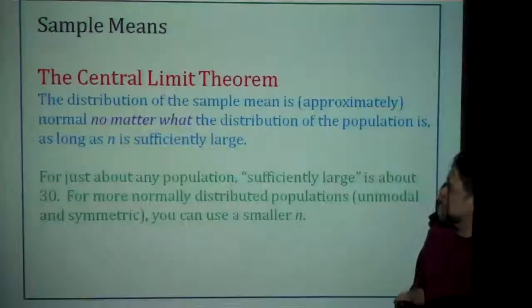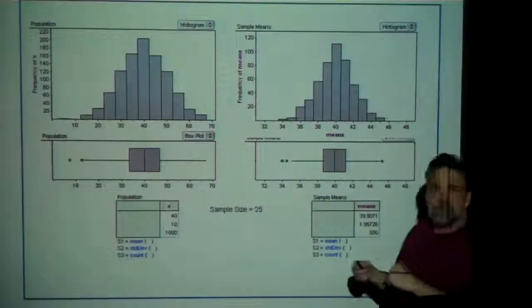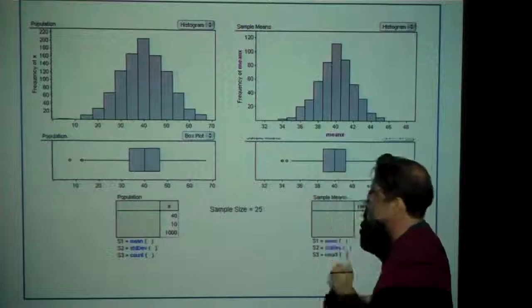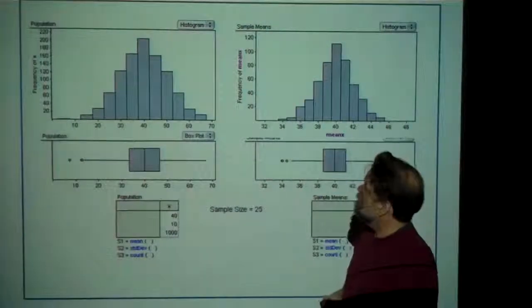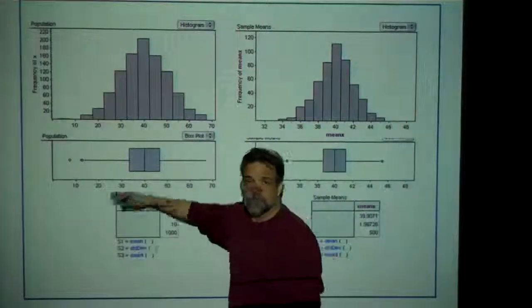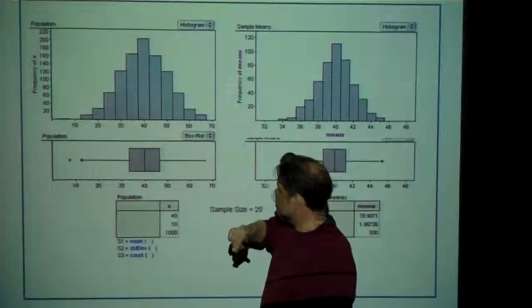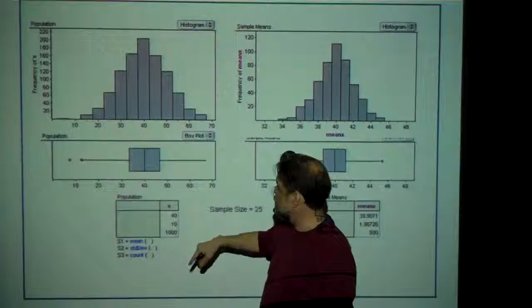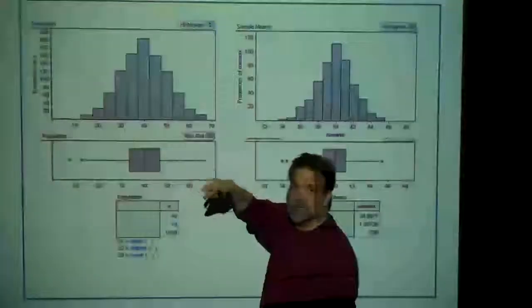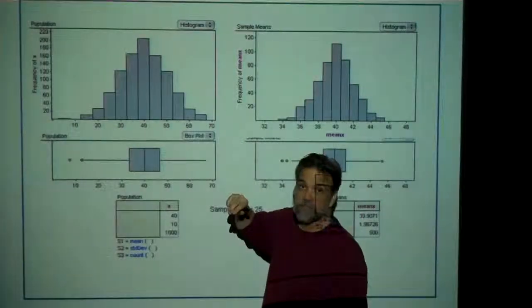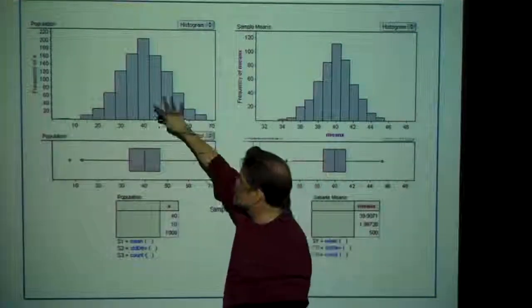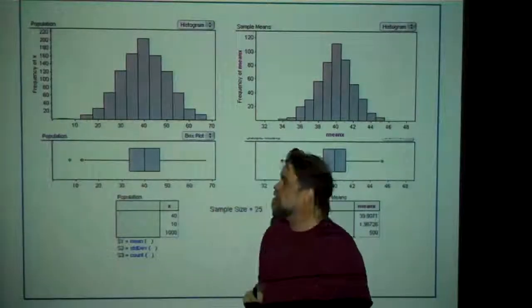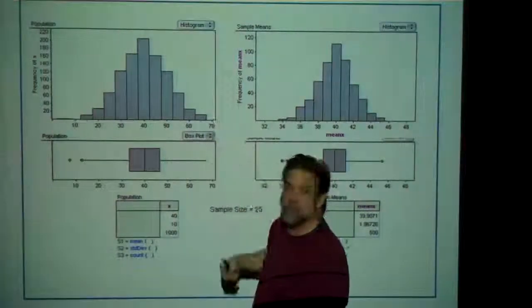Okay? So, now this is a very complicated looking slide here. Let me show you what I did. I'm using this program called Fathom. It's a really cool program. And here's our population. Our population here has a mean of 40, a standard deviation of 10, and a population size of 1,000. And here's our histogram, here's our box plot, so you can get a good idea of what it looks like. And as you can see, it's pretty normally distributed.